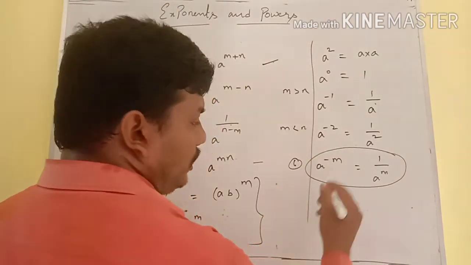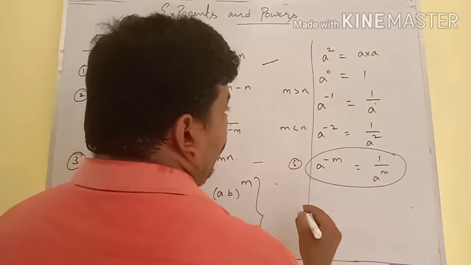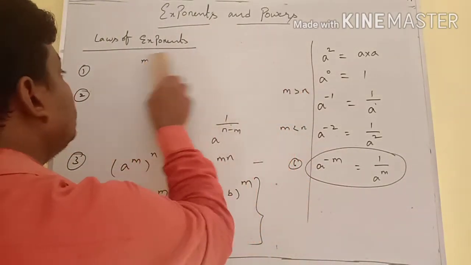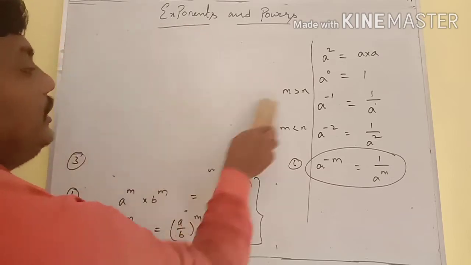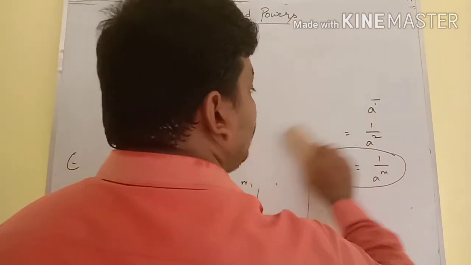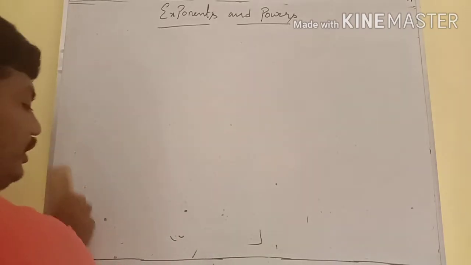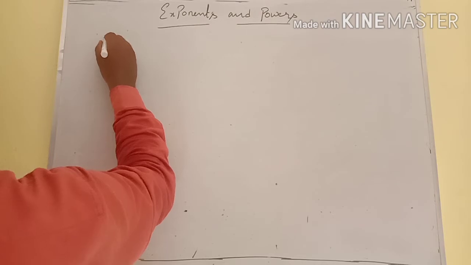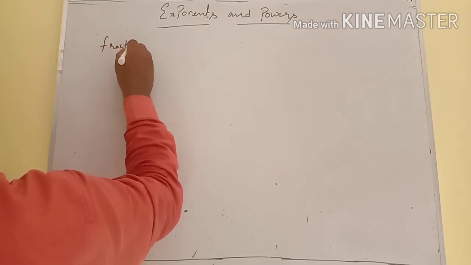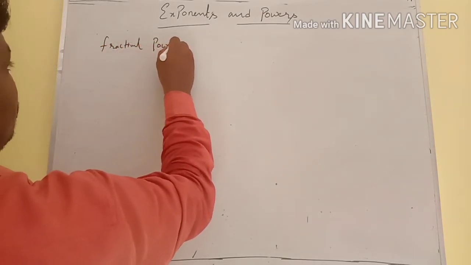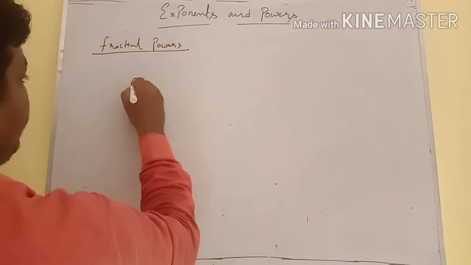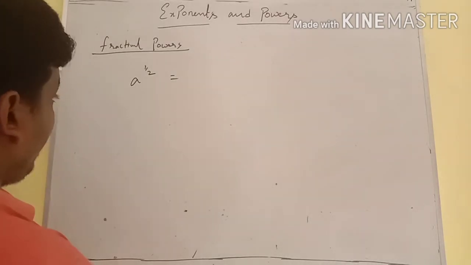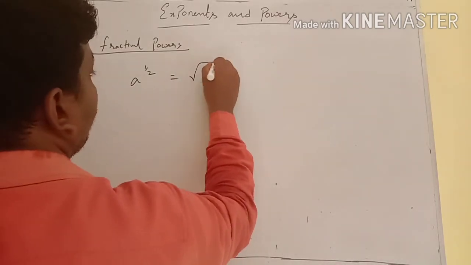I hope you understand now. If you have fractional powers, what happens? Fractional powers become roots. Actually this is not covered here, but we have to observe what happens when a fractional power exists. For example, a to the power of 1 by 2 becomes the square root of a.